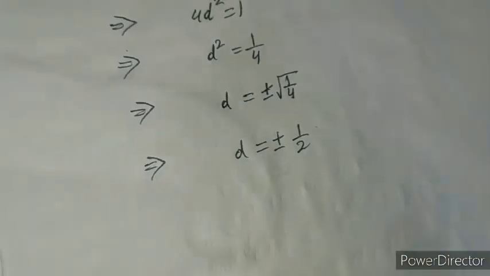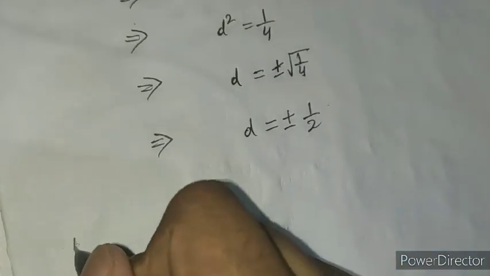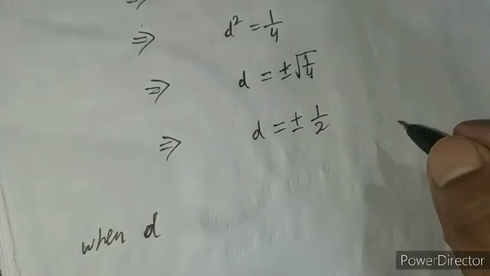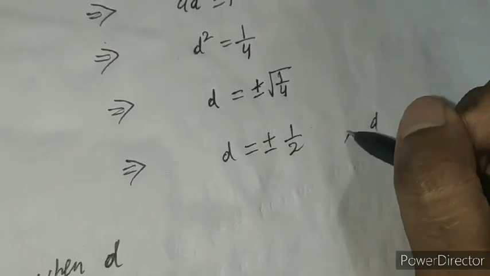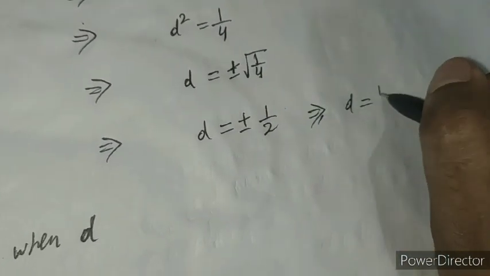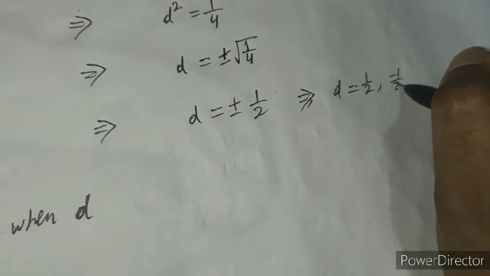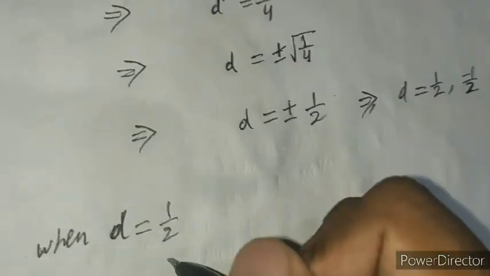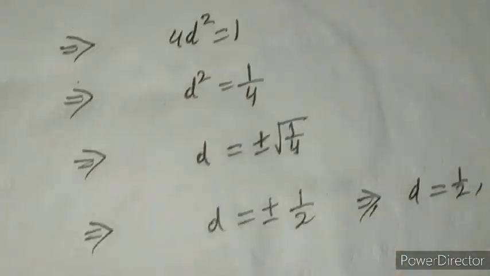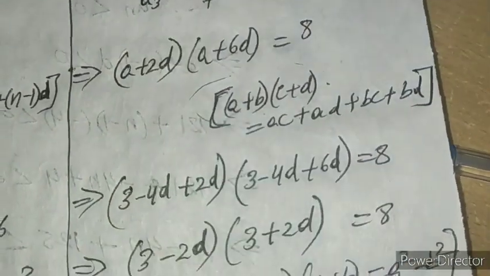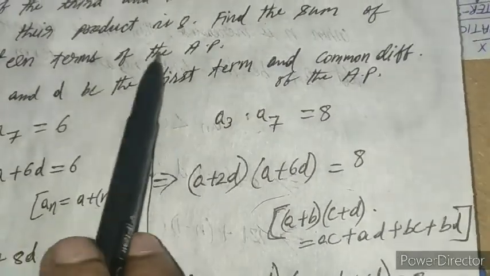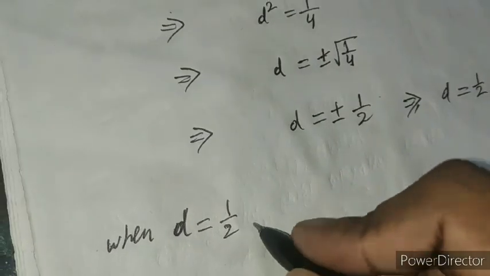Now students see, that implies d is equal to 1 by 2 or minus 1 by 2. Now see, when d is equal to 1 by 2, in the question it says find the sum of the first 16 terms of the AP. That means we have to find S16. So when d is equal to 1 by 2, what is a?